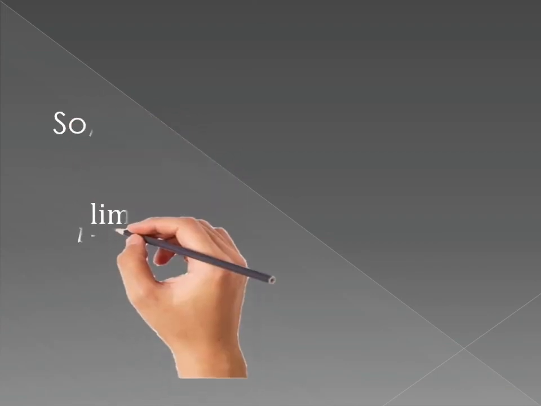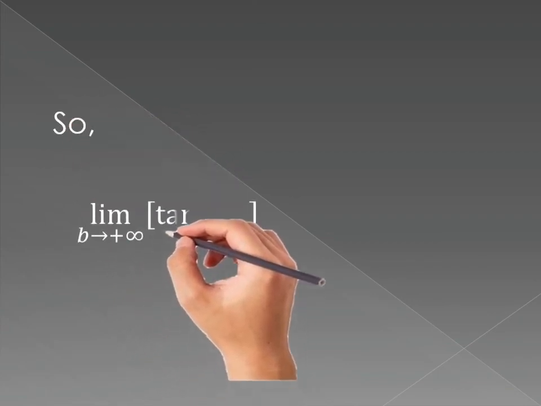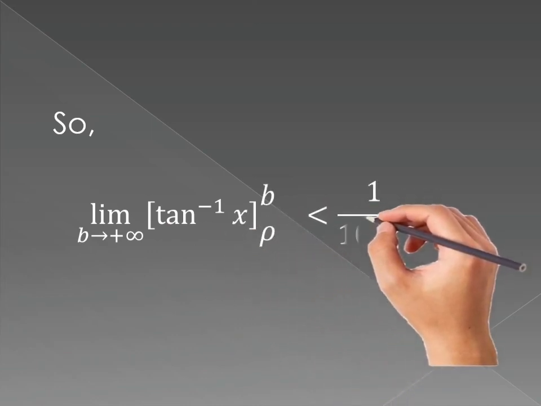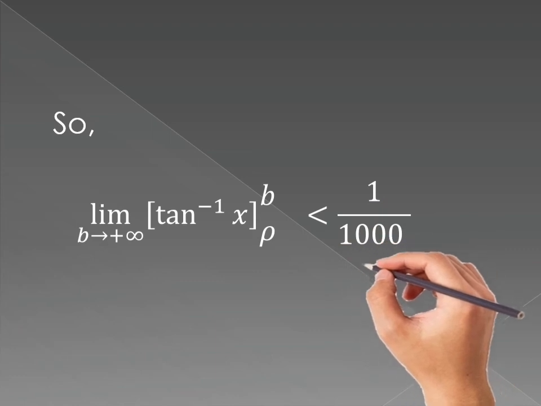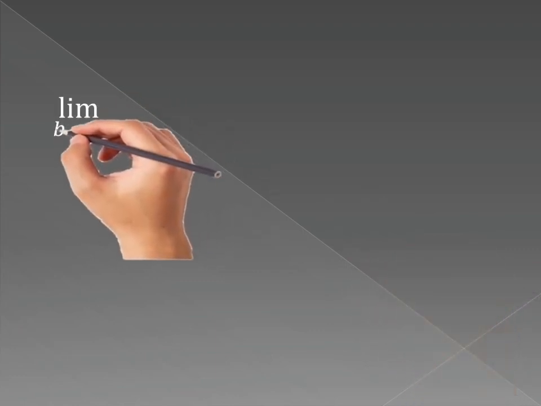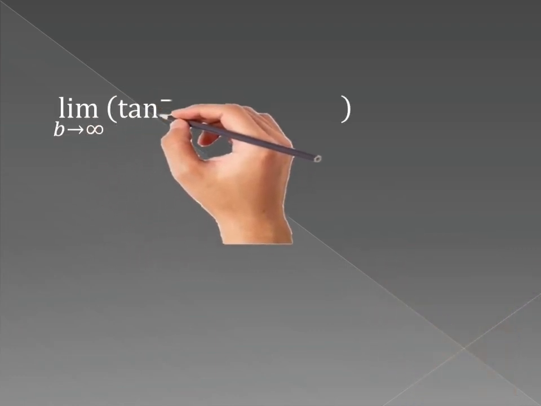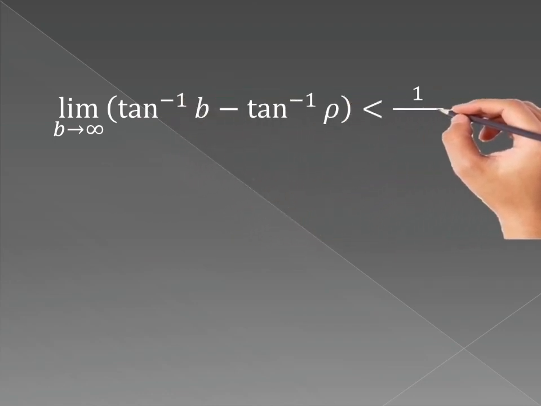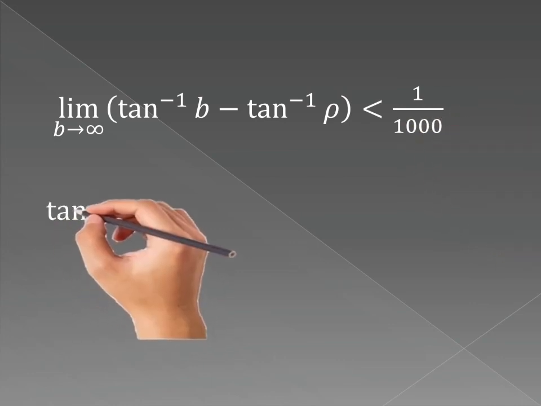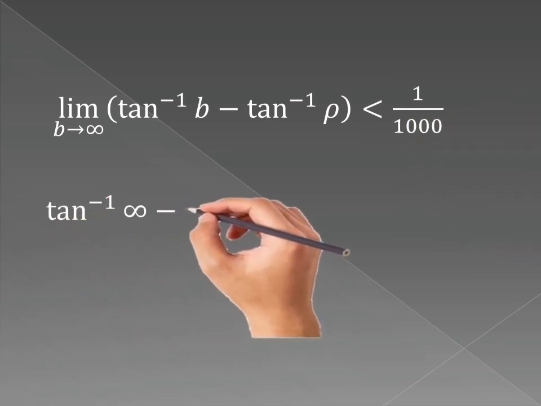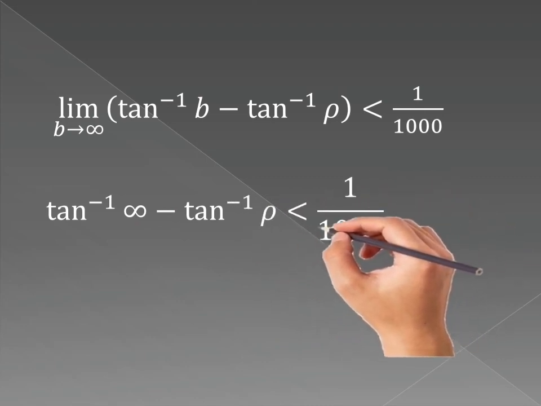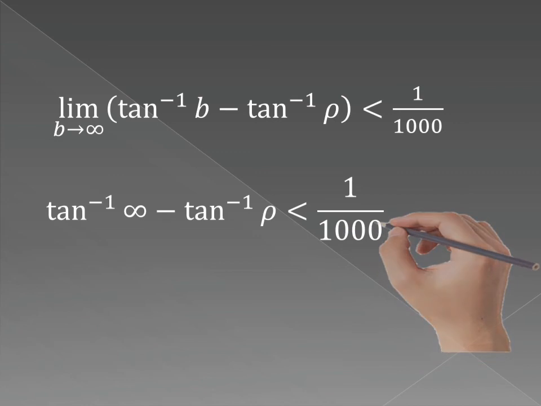So the equation will be the limit as b approaches positive infinity of arctan x from rho to b less than 1 over 1000. The next step is we need to replace x with b, so that's arctan b minus, replacing x with rho, arctan rho, less than 1 over 1000. As b approaches infinity, replace b with infinity, so the equation will be as given.